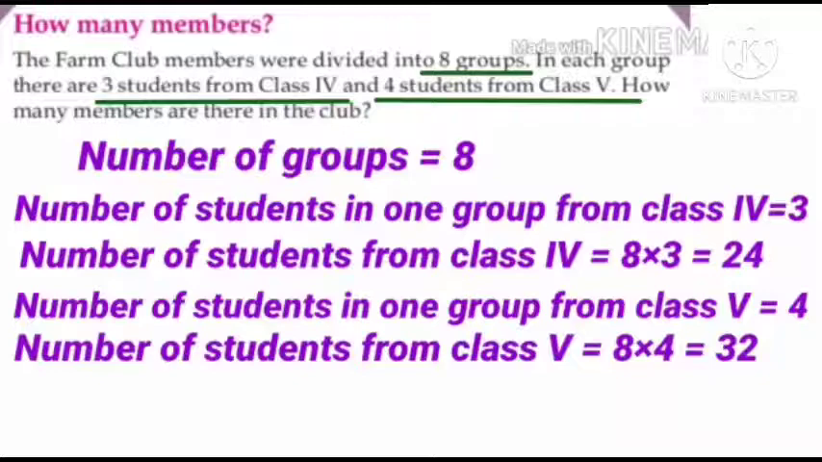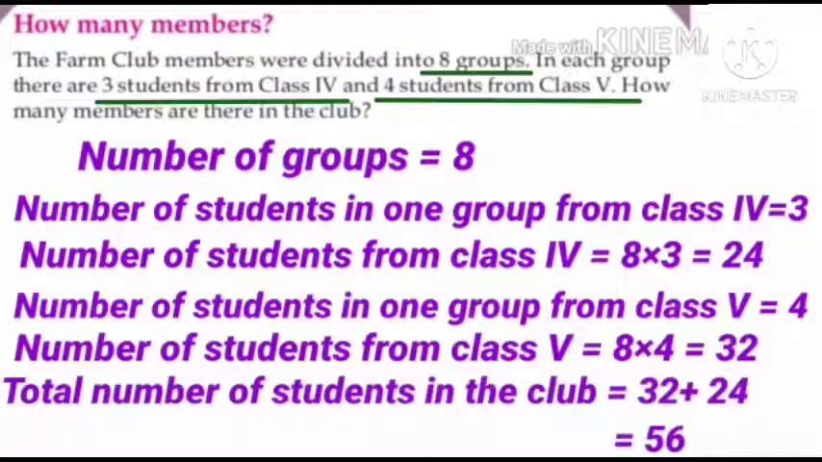So children, how many members are there in the club? Yes, to find the total numbers, add number of students from class 4 and number of students from class 5. That is, total number of students in the club 32 plus 24 equal 56.